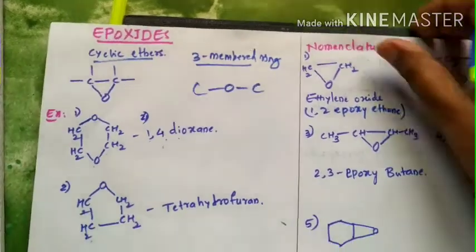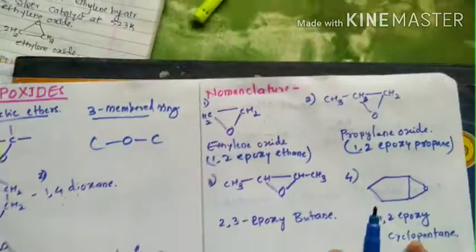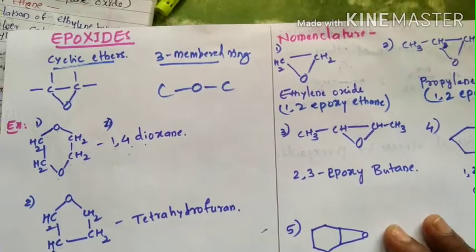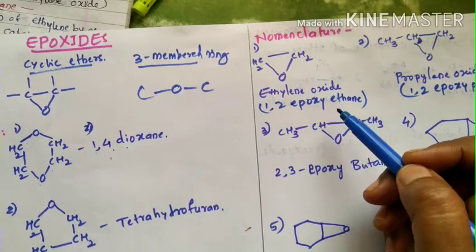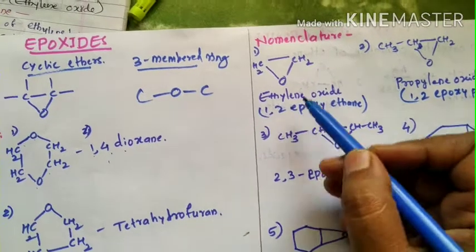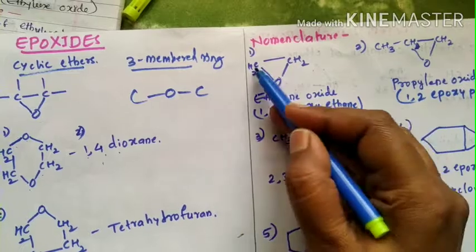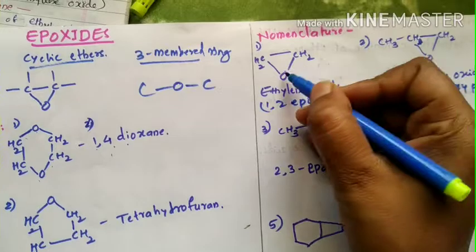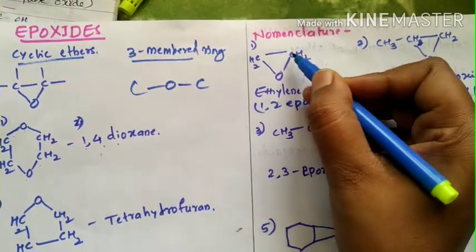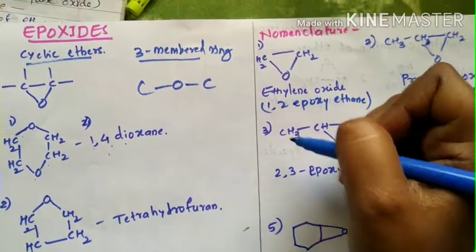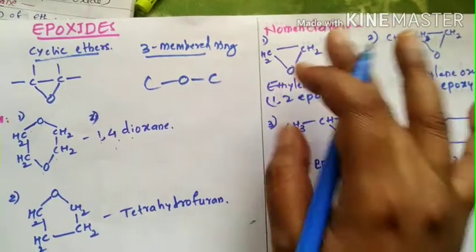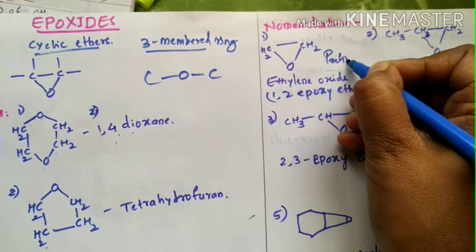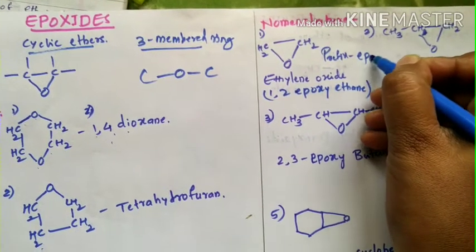How are these epoxides named, both in common and in IUPAC nomenclature? Generally, these are named by numbering the carbon chains, with the two carbon atoms to which oxygen is attached. On this basis, these epoxides are named. And for this, a prefix word is added, epoxy.